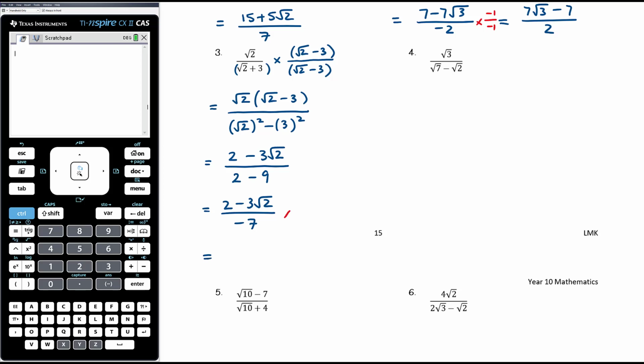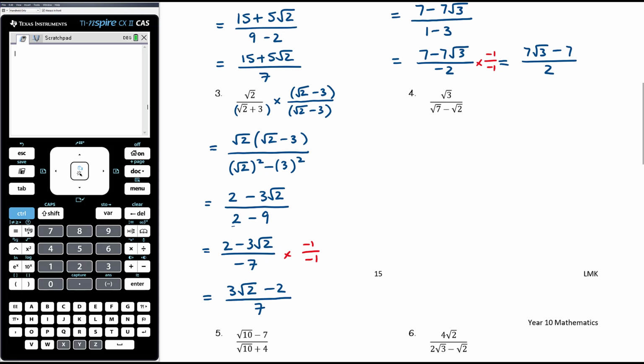We're multiplying top and bottom by negative 1 here, which means instead of having negative 3 root 2, we've now got positive 3 root 2. Instead of having positive 2, we've now got negative 2. And instead of having negative 7, we've now got positive 7. So this would be a nicer way. It's sort of like there's a common factor of negative 1 that should be simplified. You wouldn't leave your answer as negative 4 on negative 7. It's 4/7, okay? So if you've got that negative in the denominator, let's just multiply everything by negative 1 to get rid of it.